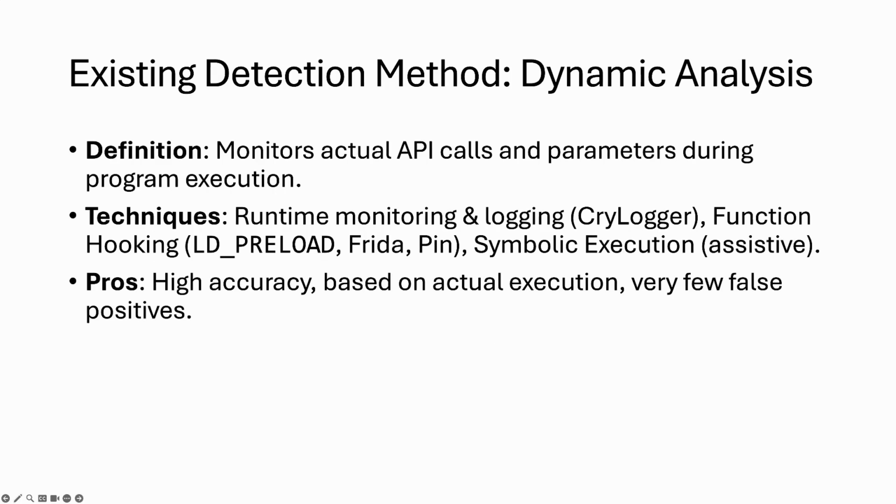Another approach is dynamic analysis, which monitors the program while it's running. So it watches the actual OpenSSL function calls, the parameters used, and the results. Techniques often involve hooking into these function calls using methods like LD_PRELOAD or frameworks like Frida to observe the behavior live. So the key advantage is high accuracy. If dynamic analysis reports an issue, it almost certainly happened during that run, meaning very few false positives to deal with.